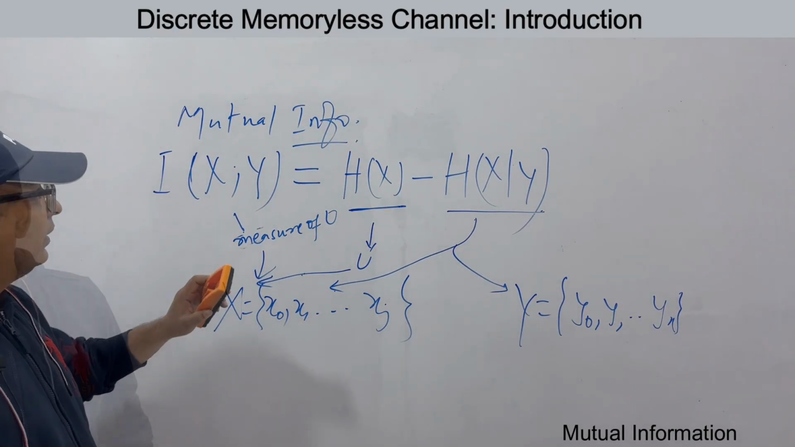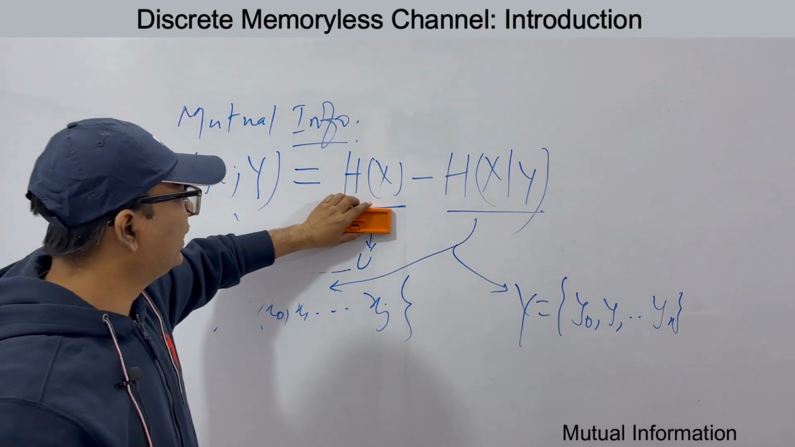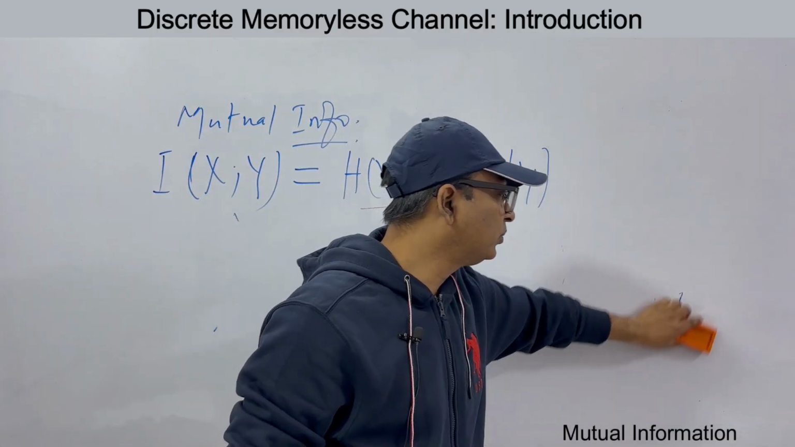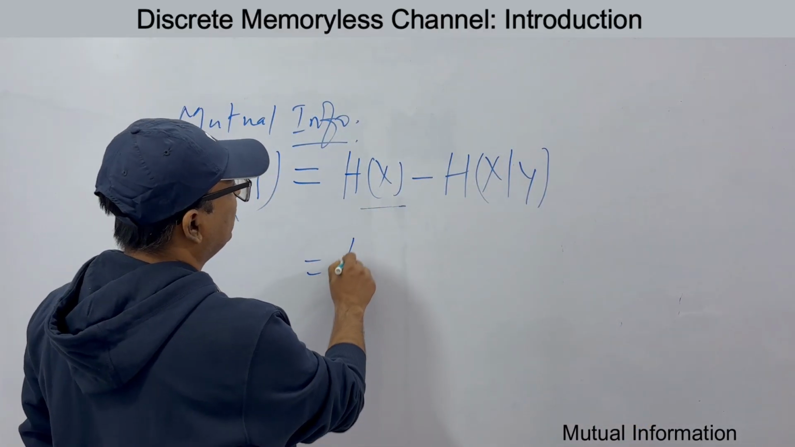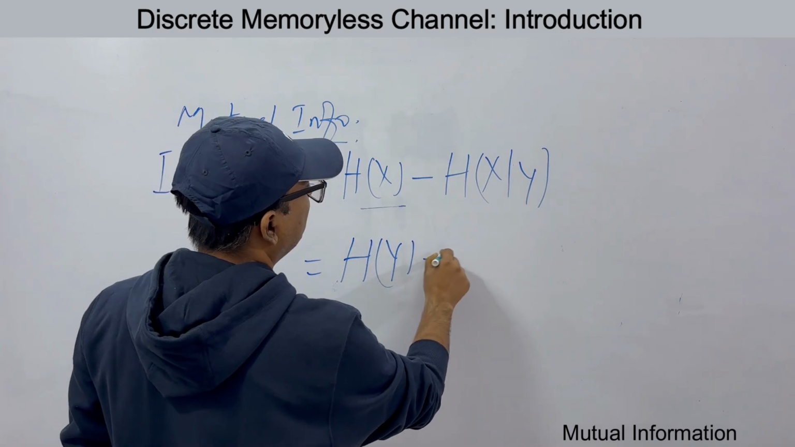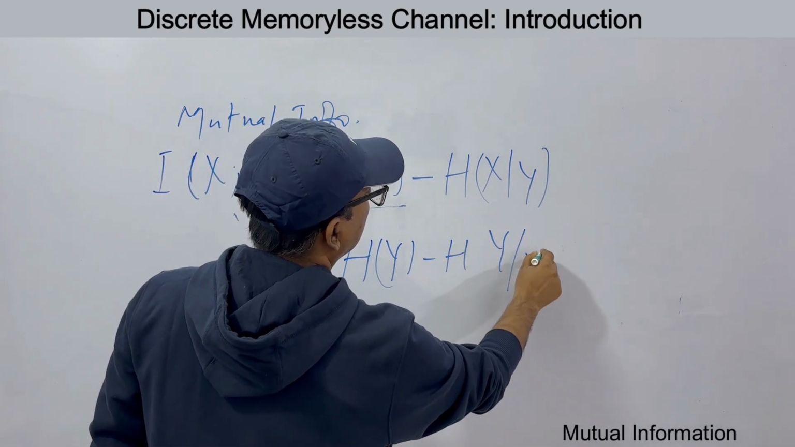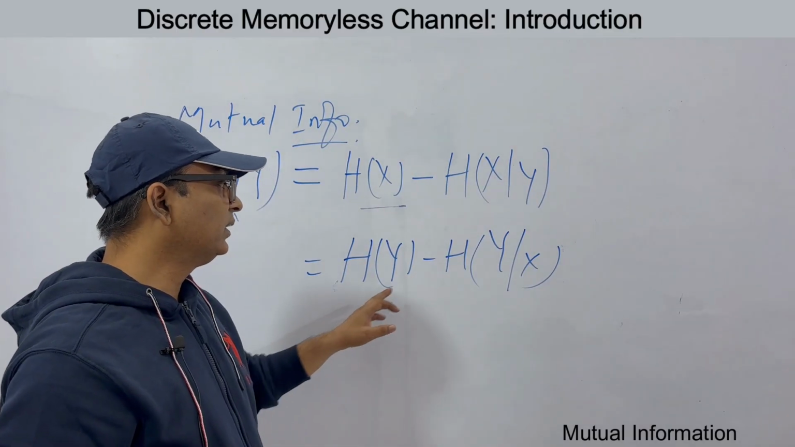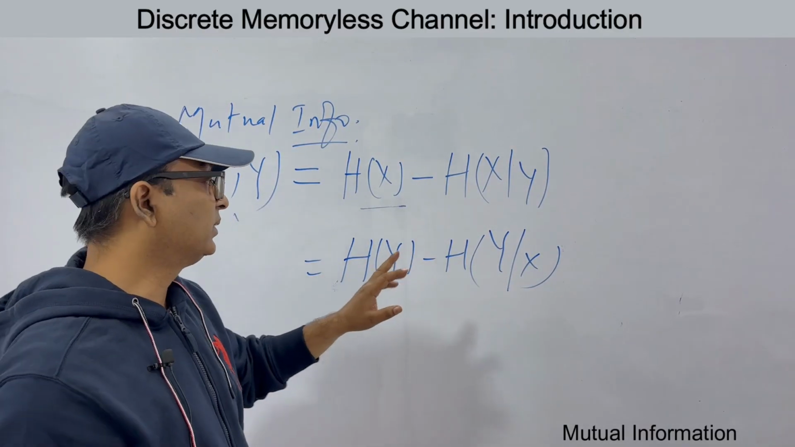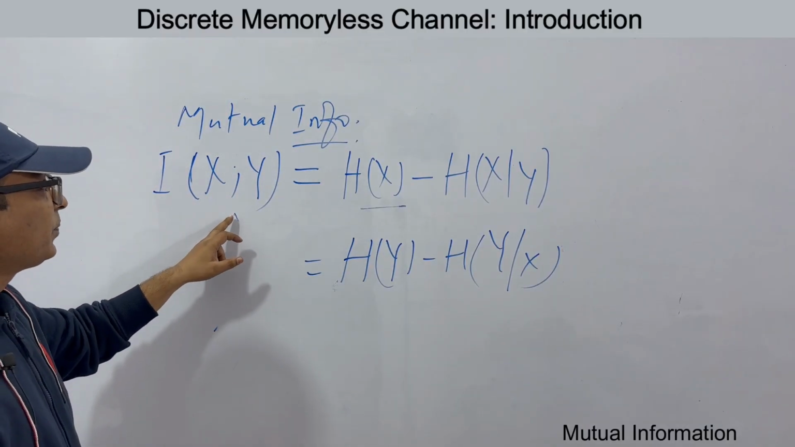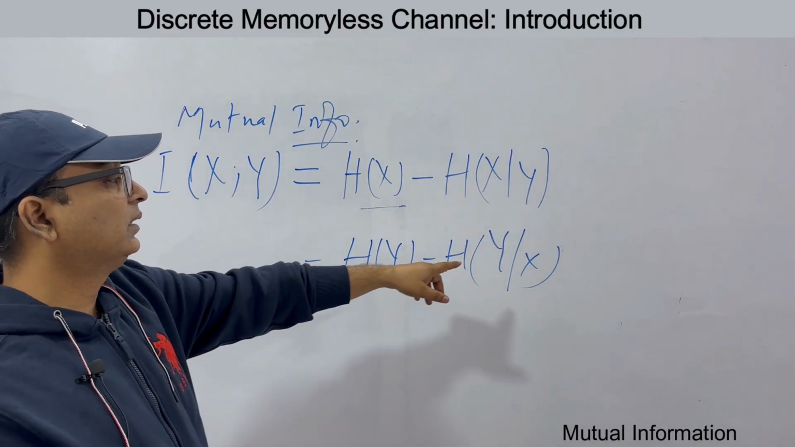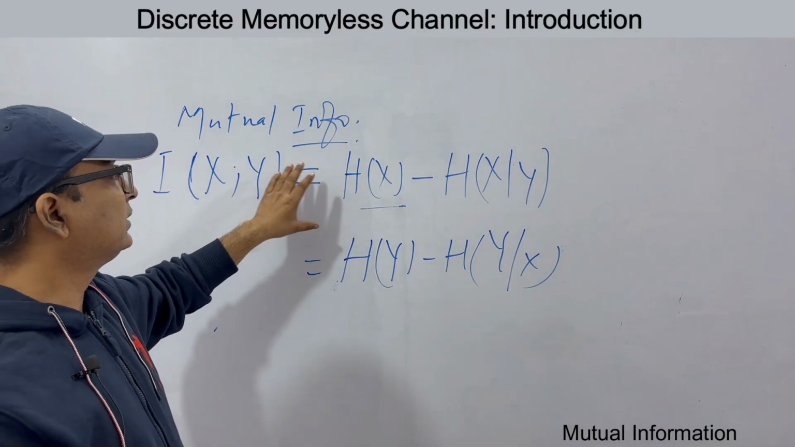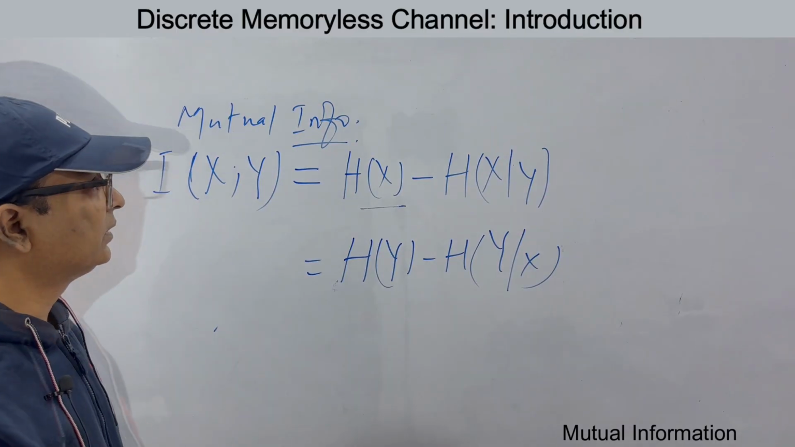This can also be expressed with respect to the output, as H(Y) minus H(Y|X). Similarly, this is the output when the input has not been observed, and this is the output when the input has been observed. So this is the measure of uncertainty of the channel output when the input has been resolved. This is the definition of mutual information.